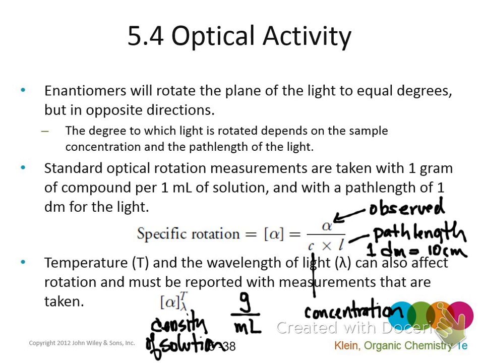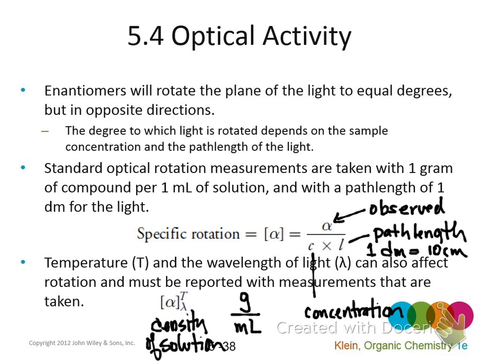Now, specific rotation is dependent on both the temperature and wavelength of light. It can be very sensitive to temperature. You can have large positive rotations at room temperature, and then when you heat things up, they'll have large negative rotations. So it is really important that we always report what the temperature and the wavelength of light is.